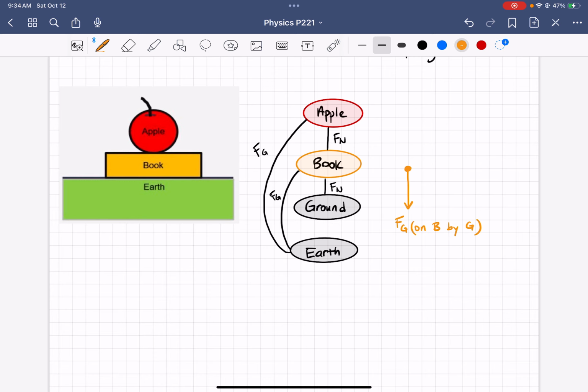So I'm actually going to draw the force from the apple pushing down on the book first. Anytime you have two forces pointing in the same direction, you want to kind of squeeze those together like this. So I'm going to call this force normal on the book by the apple. And then I need to show the upward force from the ground.